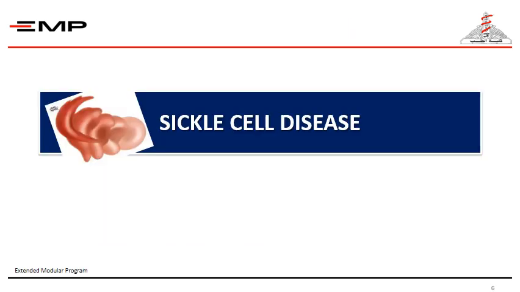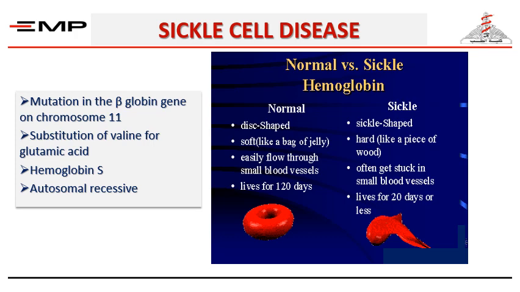Let's move to structural hemoglobinopathies. The most common and most striking example is sickle cell disease. Sickle cell disease is a mutation of the beta globin gene on chromosome 11. Valine is substituted for glutamic acid, and this results in the formation of hemoglobin S. It is an autosomal recessive disorder.